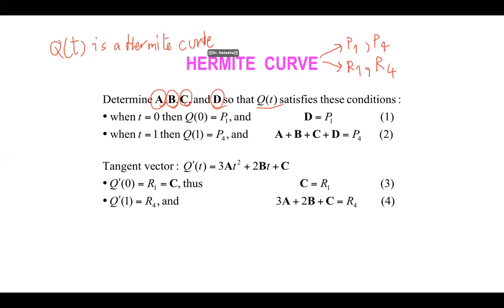When Q(t) is a Hermite curve, when I substitute t equal to 0, what will be the coordinate? When we substitute t by 0, what is the result? P1 and P4, R1 and R4 will be the coordinates? No, you have to answer only one. Q(t), when t is equal to 0, is equal to P1.